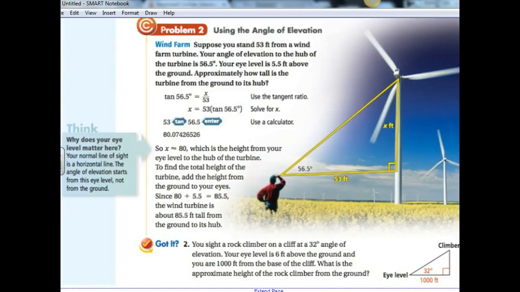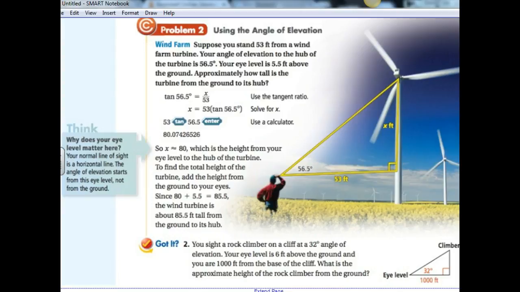So it says, suppose you stand 53 feet away from a windmill turbine. Your angle of elevation to the hub of the turbine, which is where it turns, or the top of it, is 56.5 degrees. Your eye level is 5.5 feet above the ground. So approximately how tall is the turbine from the ground to the hub?